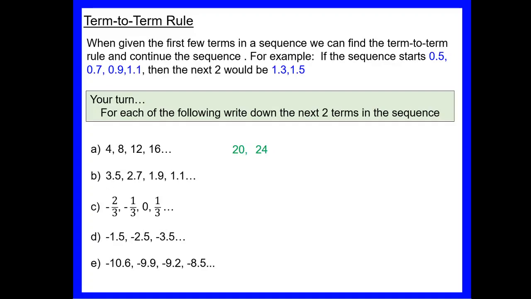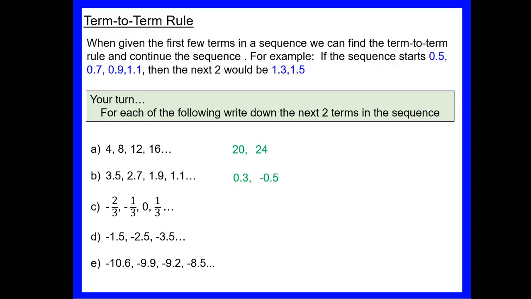For the next one, we've got a decreasing sequence. We can see the numbers are getting smaller. So we've had to go from 3.5 down to 2.7. So that's subtracting 0.8. 2.7 to 1.9 is also subtracting 0.8. So we must check it works for each value. So if we continue subtracting 0.8, we get 0.3 and minus 0.5.